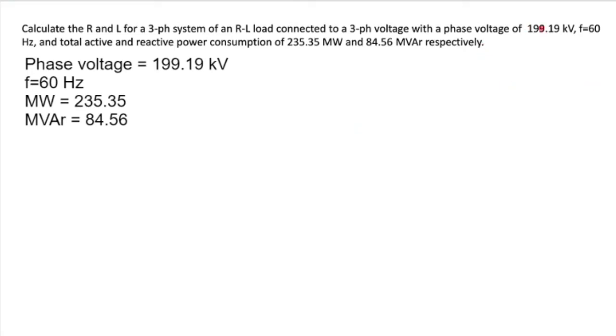We have phase voltage 199.19. We have frequency of 60 Hertz. Total active power 235.35 megawatt. Reactive power 84.56 megavar. Let's now go to the next step. We calculate per phase megawatt, which is total megawatt divided by 3. Can you see? It's just the opposite of the previous one. So per phase megawatt is how much?